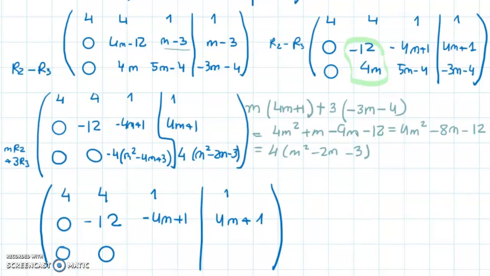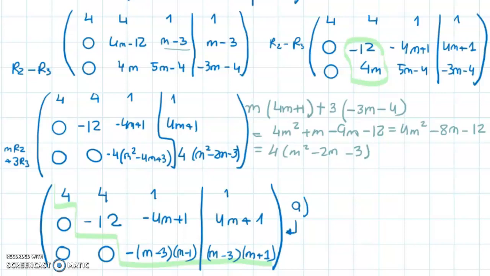So for the one in the third column, I'm going to have minus, and then the factorization will be m minus 3 multiplied by m minus 1. You can expand that to check that we get what we want. And on the other side, I'm going to have also m minus 3, but multiplied by m plus 1. And this is my row echelon form over here, and that was what we wanted to do for part A. Now we need a new video to discuss what's happening with the solutions depending on the different values of m.